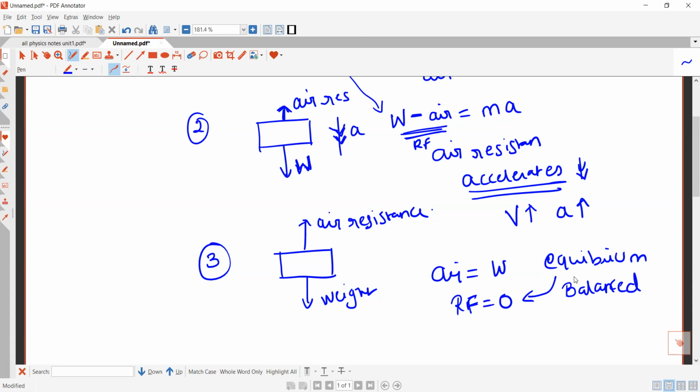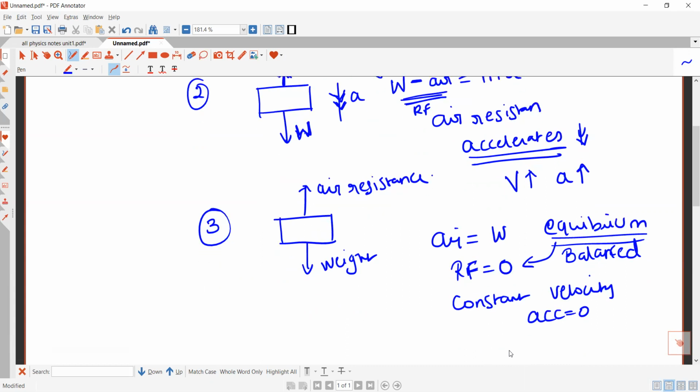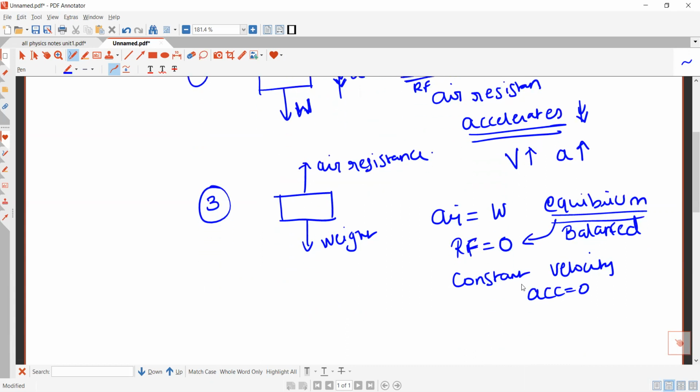Okay, so when a body is in equilibrium, it is traveling at constant velocity. Therefore, your acceleration is 0. Remember, at constant velocity, acceleration is 0. Everyone understood? Okay. This constant velocity has a special name. It is known as terminal velocity. I hope all of you understood till here.